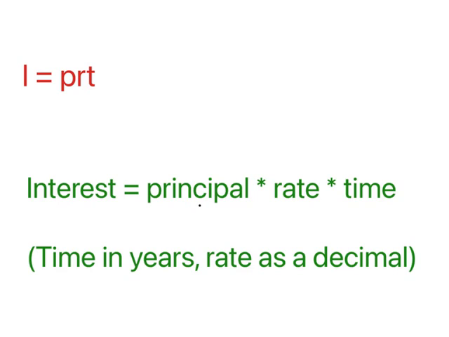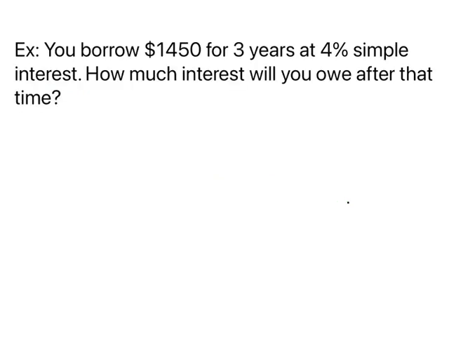Rate usually is given as a percent, so we need to first change that to a decimal. And then the time is always in years. So if you are given times in terms of months, you need to make sure you change that to years first. So let's do two problems.